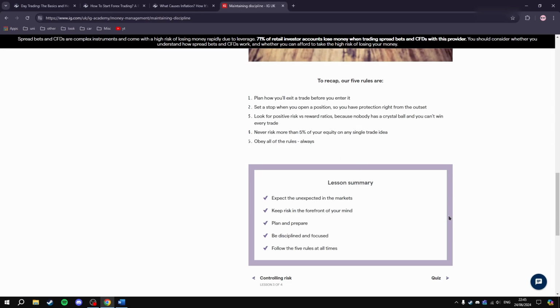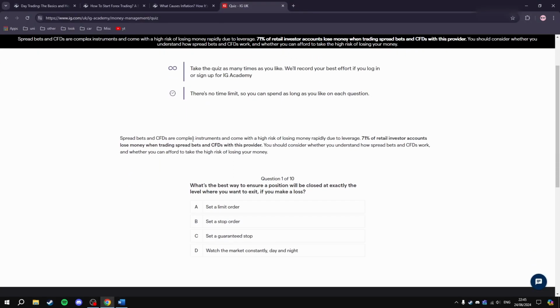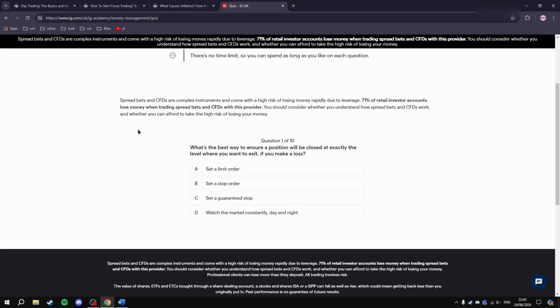So we can now move on to the little quiz to finish this off. What's the best way to ensure a position will be closed at exactly the level where you want to exit if you make a loss? Set a guaranteed stop.